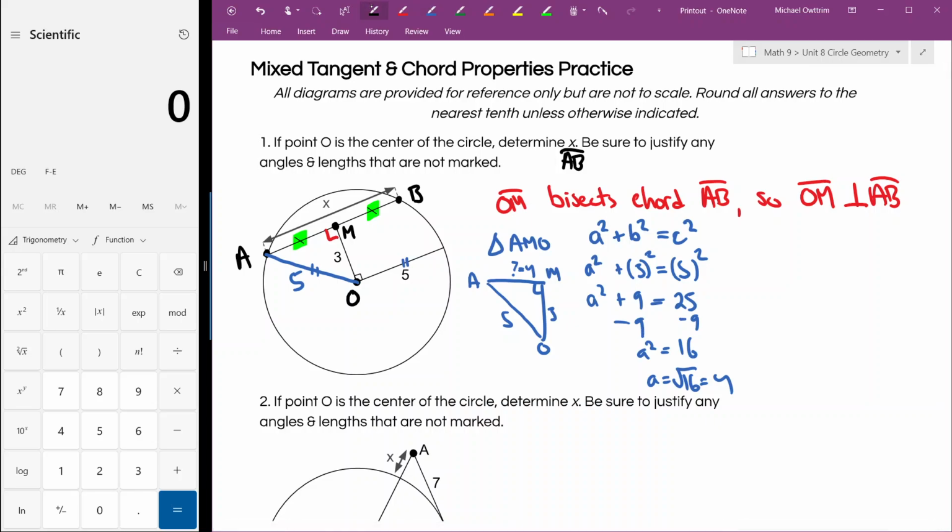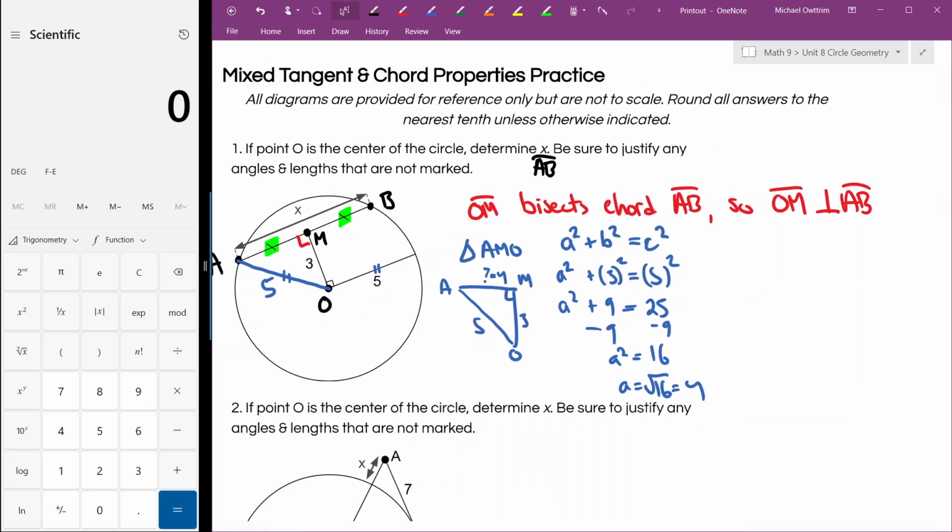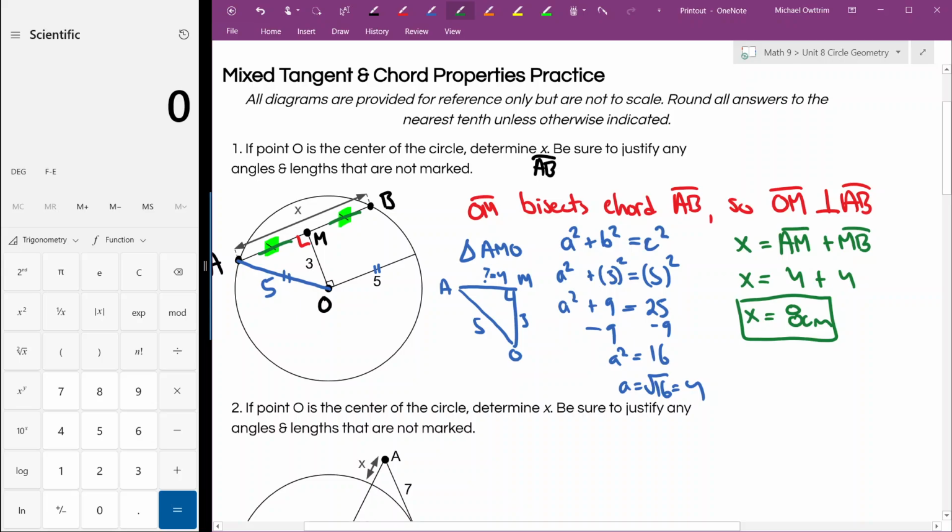So to finish up, we're going to go ahead and observe that the length x is equal to AM plus MB, this length plus this length. Okay, and those lengths are both marked as 4 because they're marked as being equal to each other. And so we can conclude that x is the length 8 centimeters.